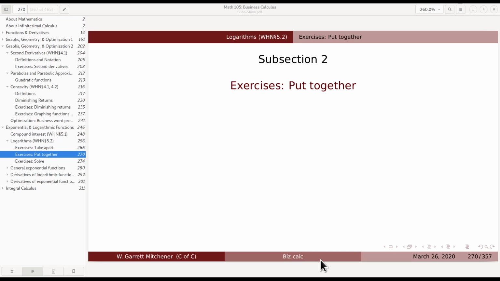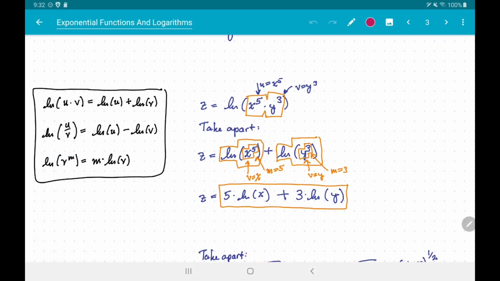In this video, I'm going to demonstrate how to use the algebraic properties of logarithms to put together an algebraic formula. Now, let me give a quick explanation of what I mean by that. In the previous video, we talked about taking apart an algebraic formula.